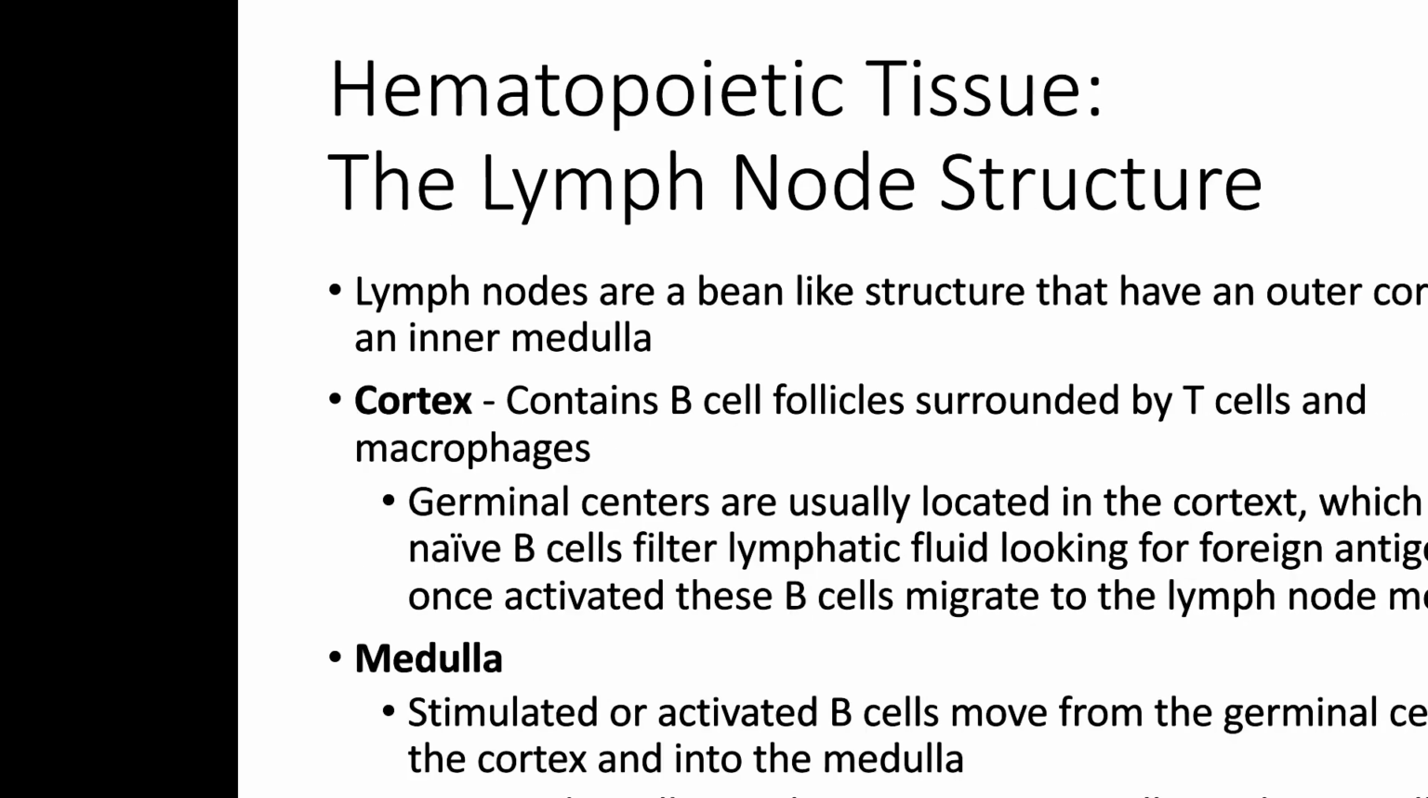Inside the lymph nodes, they have this structure made up of the outer cortex and the inner medulla. The cortex has B cell follicles that are surrounded by T cells and macrophages. The germinal centers are also generally located in your cortex. This is where those naive B cells will start to develop into active memory B cells. The medulla is where the stimulated and active B cells move from the germinal center. Active B cells here can become either memory cells or plasma cells.